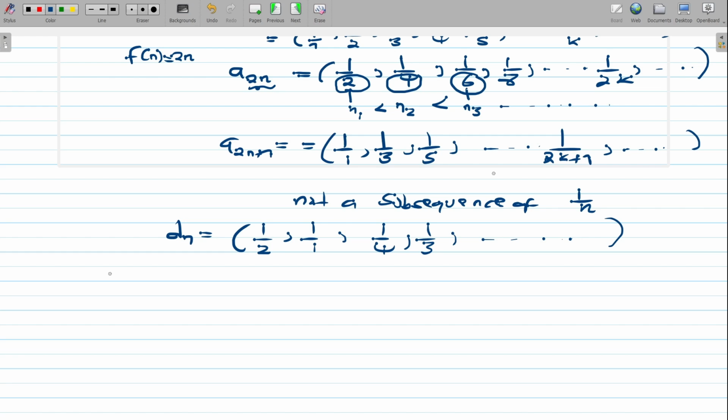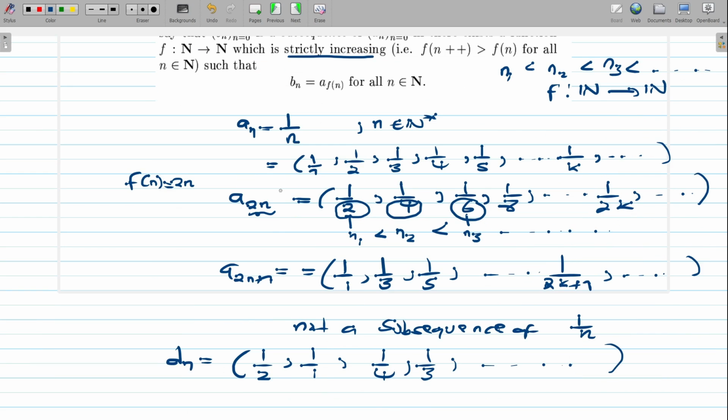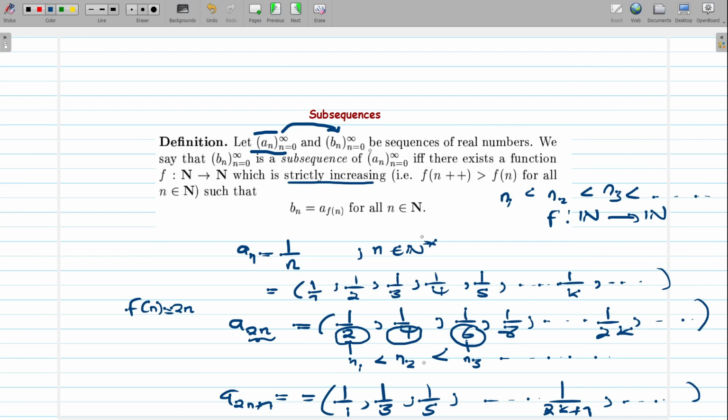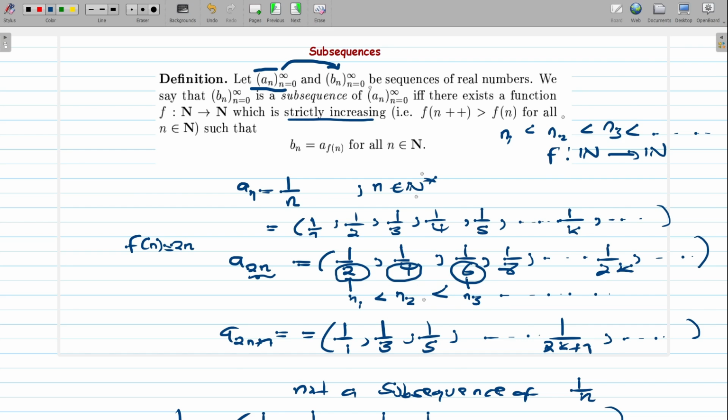Right. So we can have many examples of sequences that are not subsequences, but then we basically want to leave it here. And then one very interesting thing about sequences and the subsequences is the fact that if the sequence a sub n converges to some limit a, then all the subsequences of the sequence a sub n are going to converge to the same limit, which is a, right?